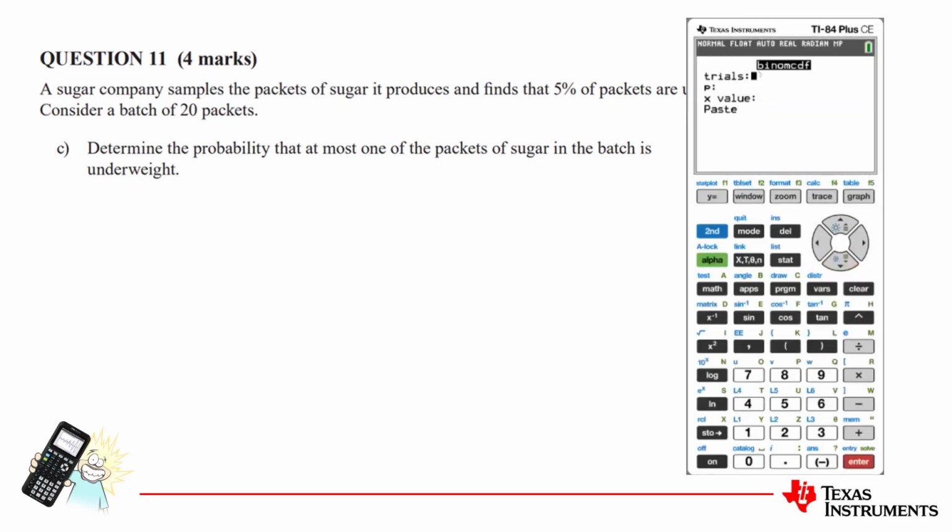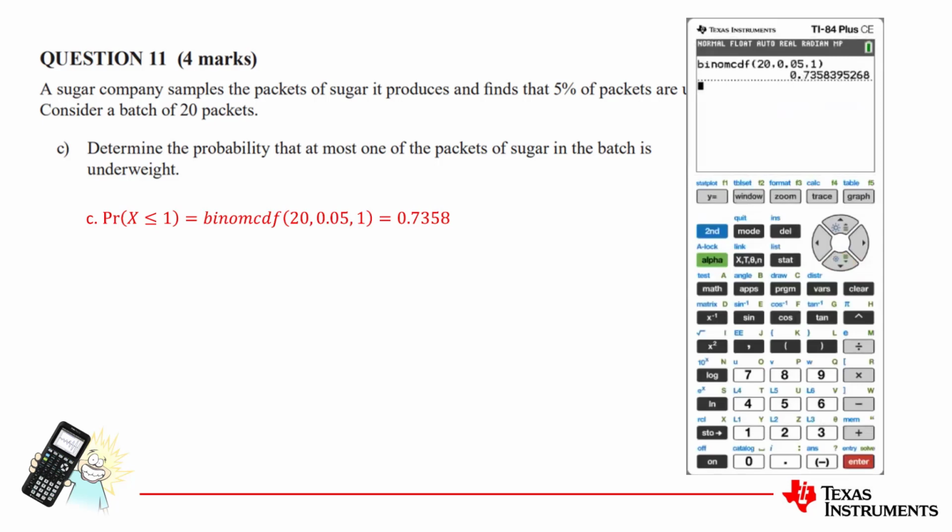If I go into my binomCDF, my trials is the number in the sample, so 20. P is my probability, 0.05. We're looking at either 1 or 0, so I use the biggest value, so my X value is 1. Just remember that the calculator can't ever do a probability of a greater-than value, so as long as your probability is less than, we're going to get the right amount. I paste that into the main screen, and I get the probability of 0.7358. So there's a 73.58% chance that at most one of the packets of sugar is underweight.